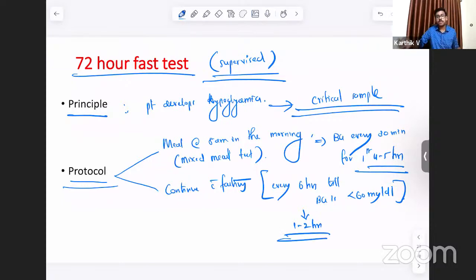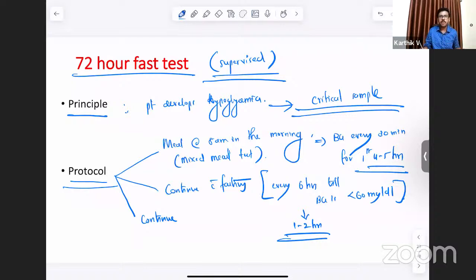So once the blood glucose is less than 60 milligram per deciliter, I'm talking about the glucometer, capillary blood glucose measurement, because it is not possible to take blood glucose via venous sample every hour or every 2 hours. That will be cumbersome for both the clinician as well as for the patient. So we would prefer the capillary blood glucose testing.